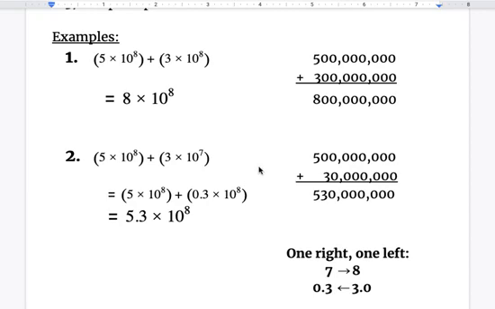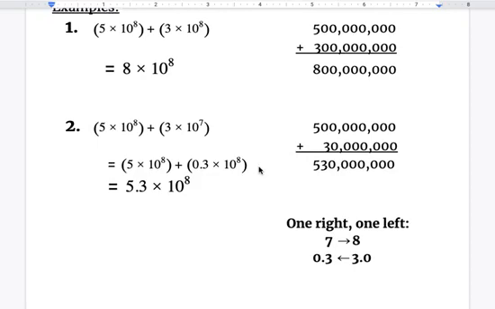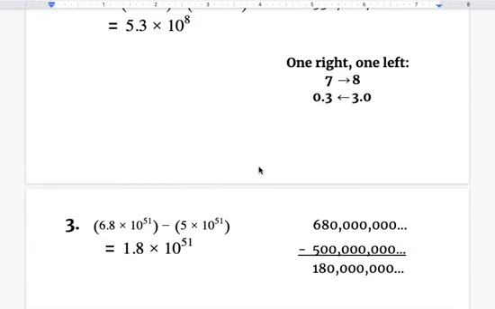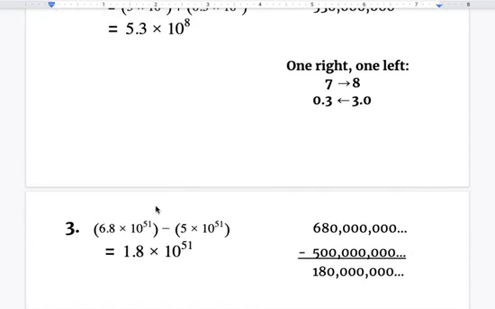All right, let's try some examples with subtraction. In this example with subtraction, they have matching powers of 10. It's 10 to the 51st power. So we're going to keep 10 to the 51st power in the answer. And then we're going to do normal subtraction for our first parts, since they are matching. Since they're matching, that means that all those zeros line up with each other. So this is 6.8 minus 5, which is 1.8 times 10 to the 51st power.